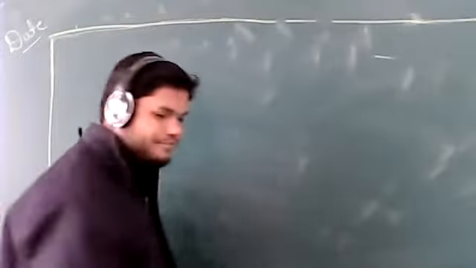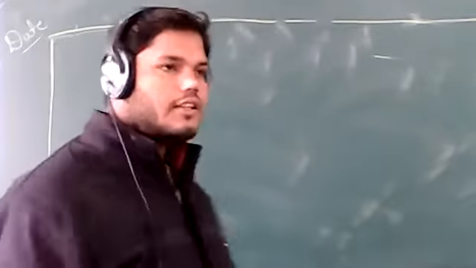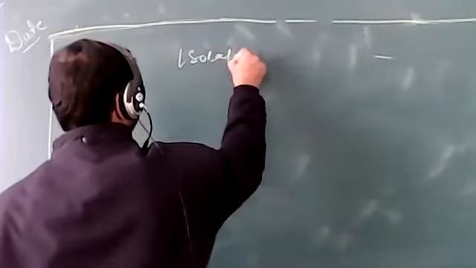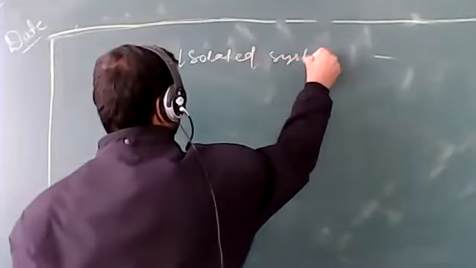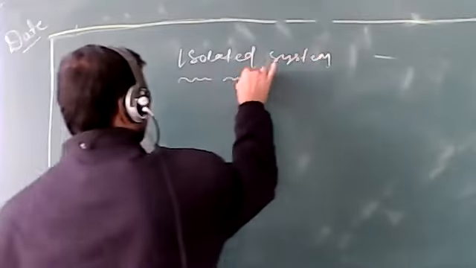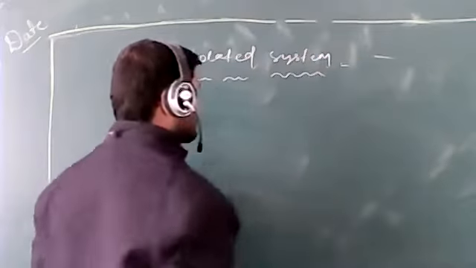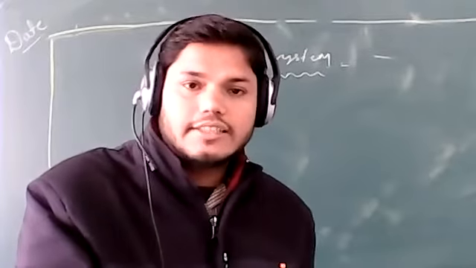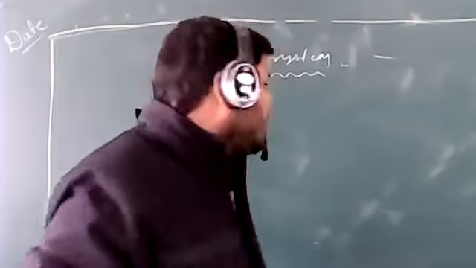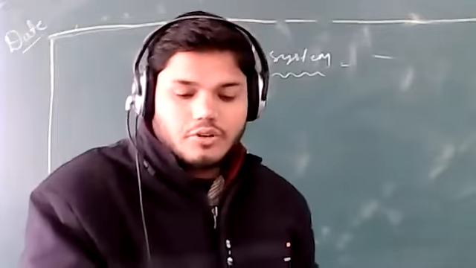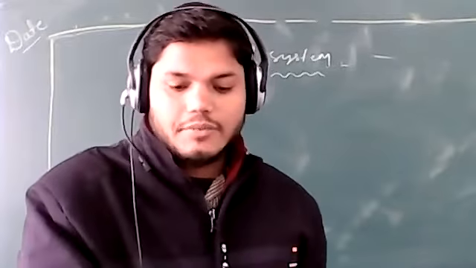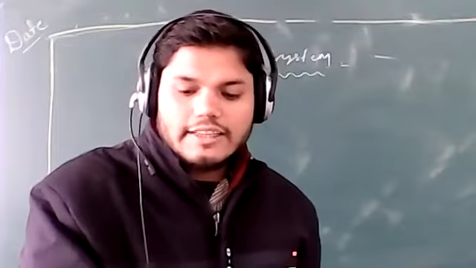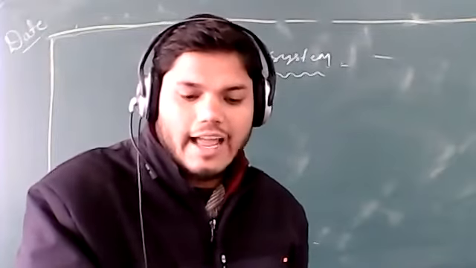Then comes the question: how can you apply the first law of thermodynamics in an isolated system? First of all you should know what an isolated system is, the definition of an isolated system. Then after that you can put the first law of thermodynamics in the particular isolated system. A system which can neither do work nor take heat energy is called an isolated system.